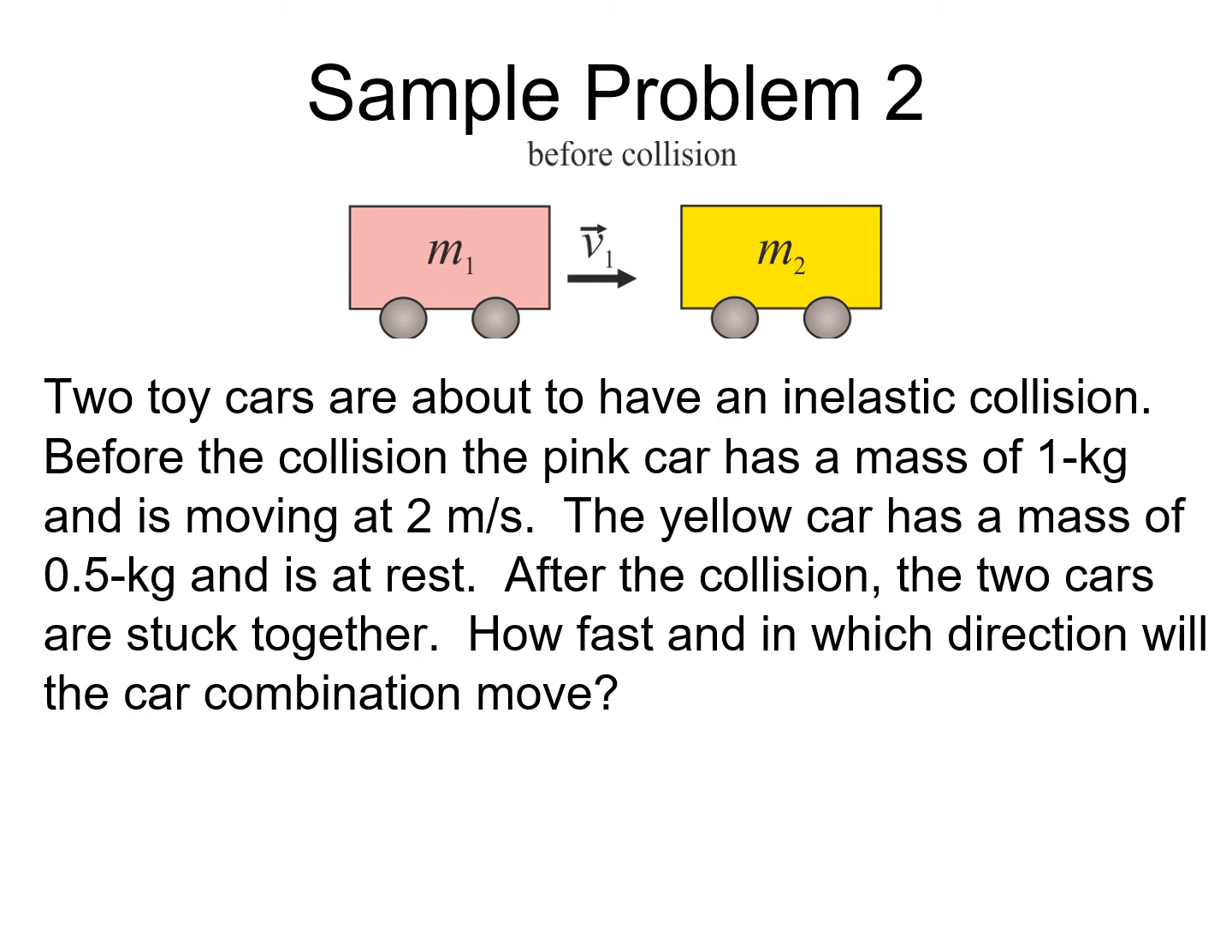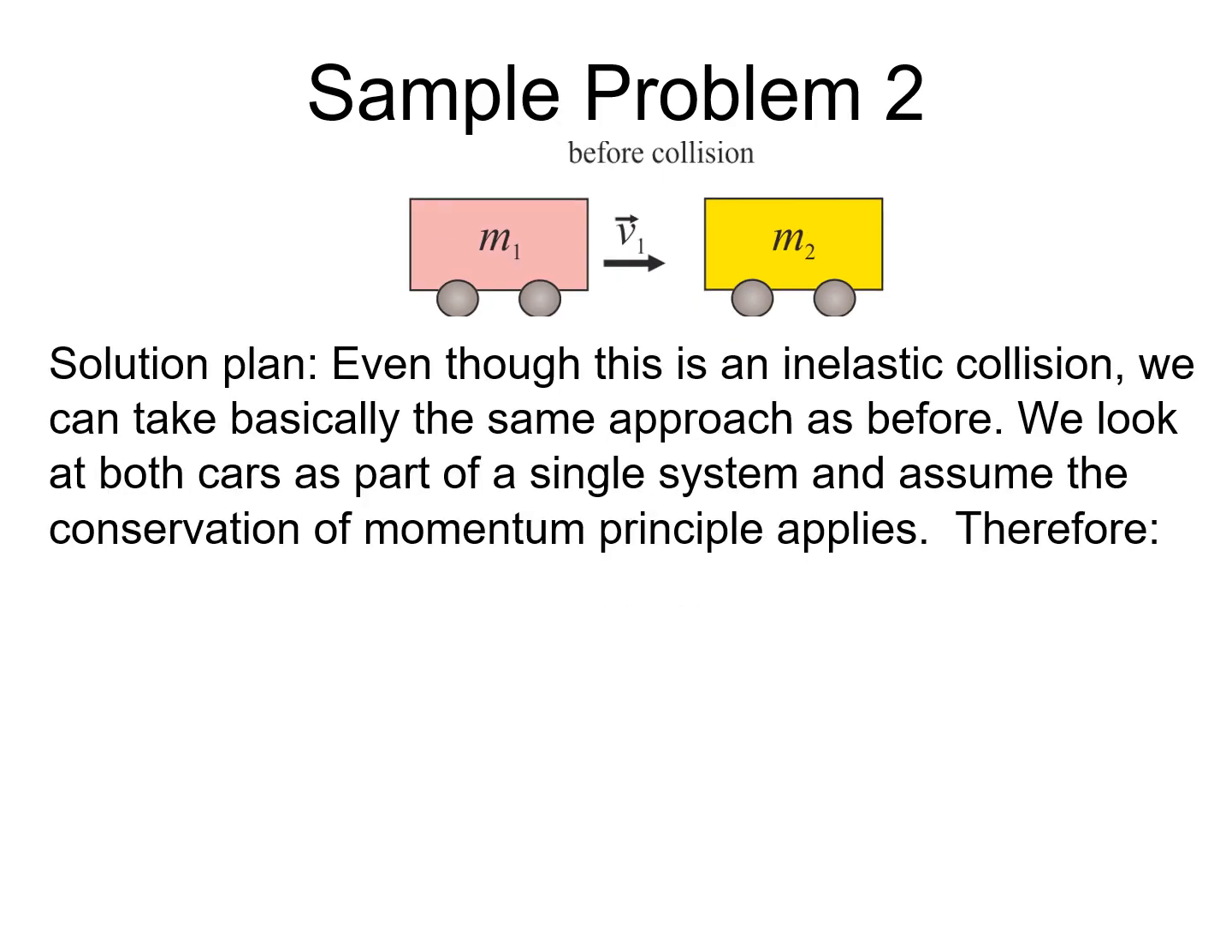Now you might say, well, it's the same numbers, you're going to get the same answer. Oh no, this time they don't bounce apart. After the collision, the two cars are stuck together. This is an inelastic collision. So how fast and in which direction will the car combination move is the question that we're asking here.